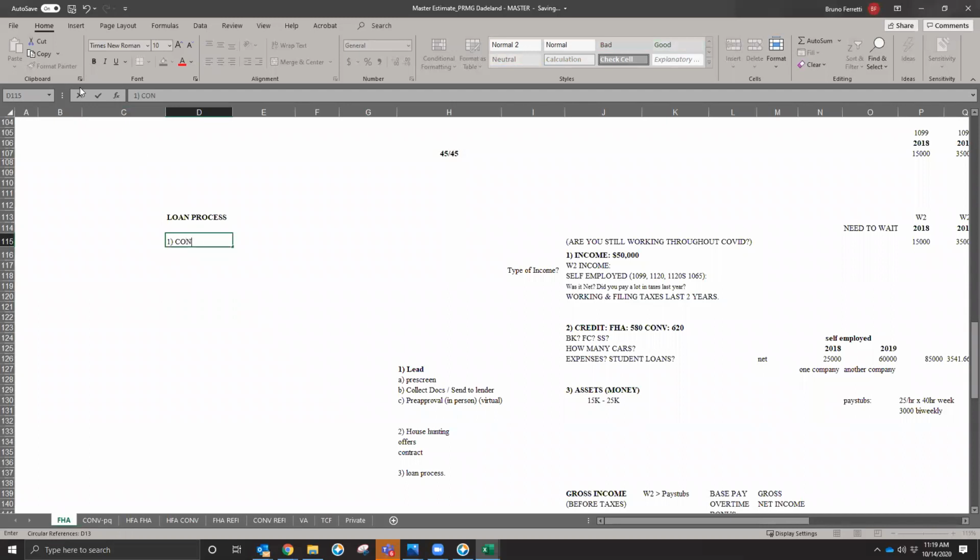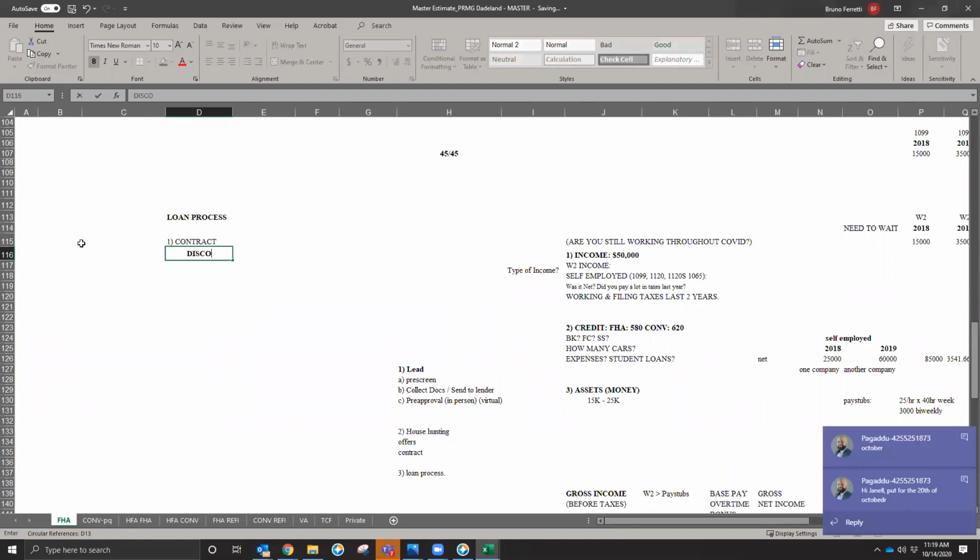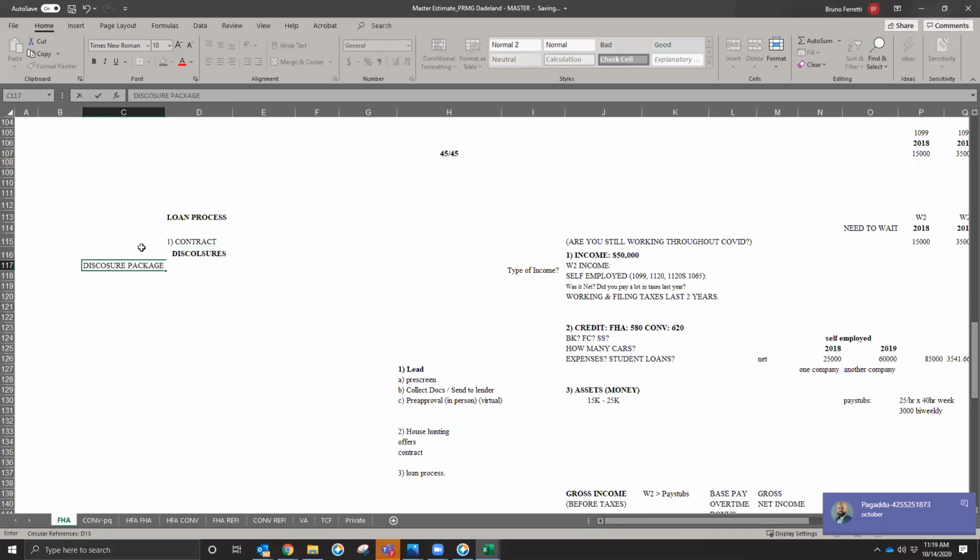So number one, we get the contract. When we get the contract, the lender is going to work on the disclosure package. What does a disclosure entail? Automatically, we're going to start working on two things. We're going to start working on the actual disclosure package itself, which is basically the formal 1003, as they call it.